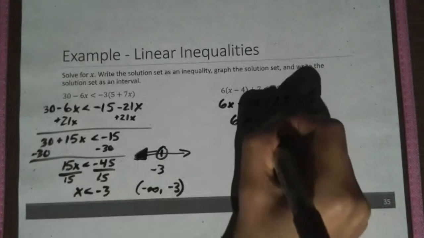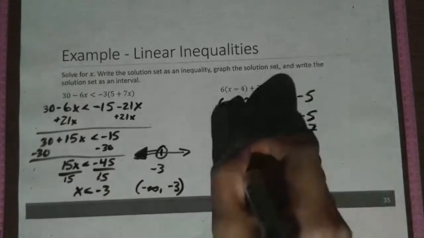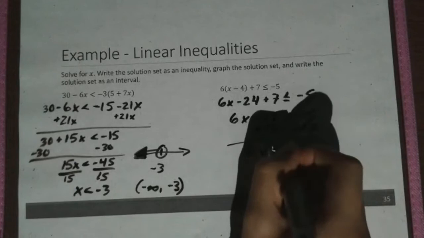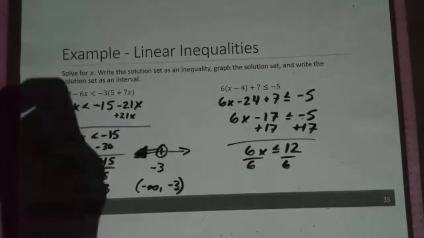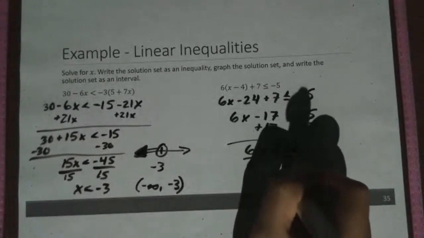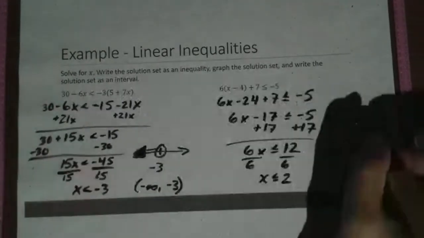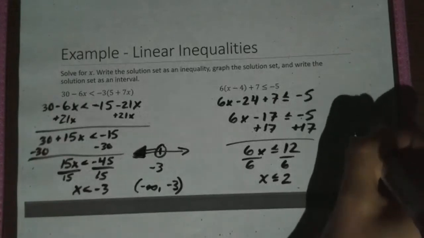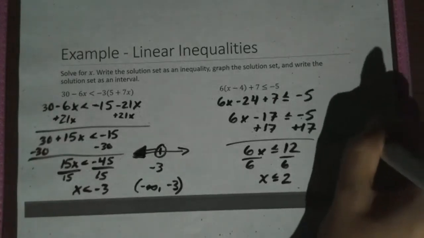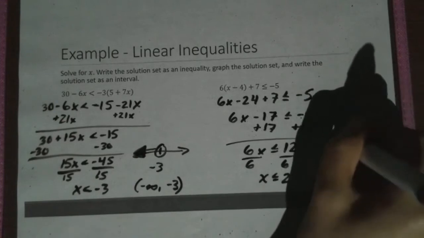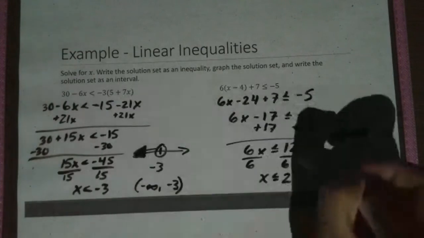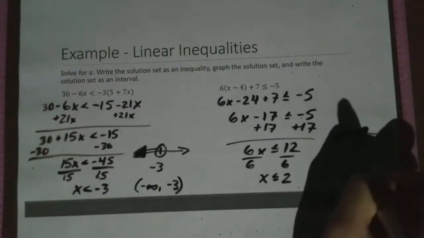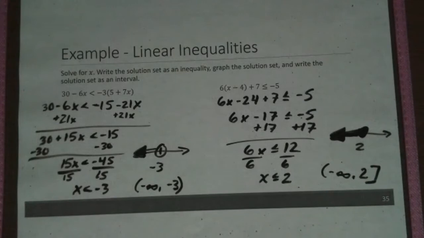If I add 17 to both sides, we get 6x is less than or equal to 12. And then dividing both sides by 6, x is less than or equal to 2. On a number line, that puts a closed circle at 2, shading to the left for the less than or equal to. In interval notation, this would be -infinity to +2. Notice there's a square bracket on the 2 because it is included.